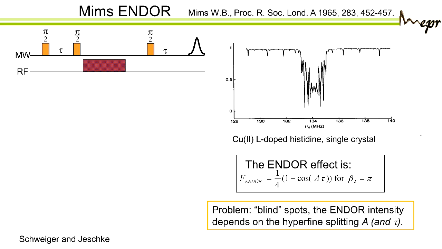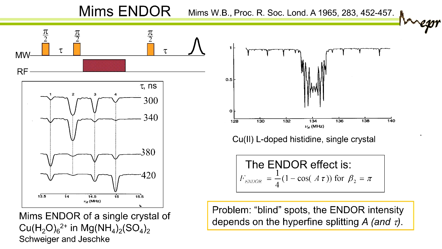So when, let's say, A times tau is equal to 1, let's say 1 to 360, right? So you get here 1. Then you have no ENDOR effect. Okay? So let's see that this really happens. So this is another single crystal, and these are proton lines, and you measure it at different tau values, and you see every time you get a different line.